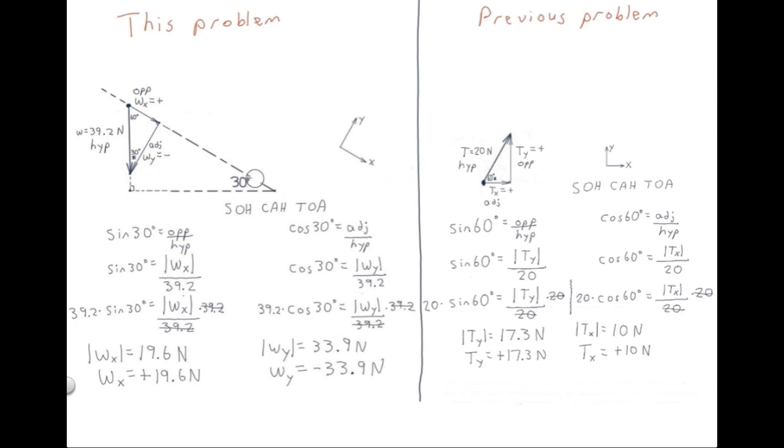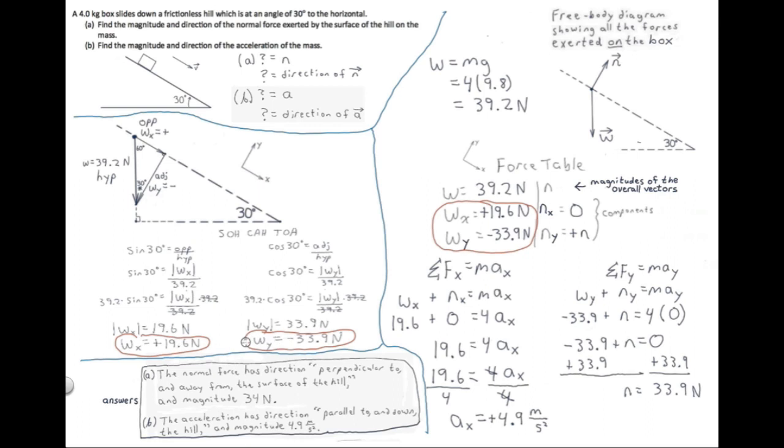The key is to label the angle in the right triangle which you're focusing on with an asterisk, and then correctly label the adjacent and opposite legs in the right triangle. In this problem, the adjacent leg represented the y component. So for this problem, we used cosine to determine the magnitude of the y component. But in the previous problem, the adjacent leg represented the x component. So for the previous problem, we used cosine to determine the magnitude of the x component. And now we can take our results for the components and substitute them into the force table.